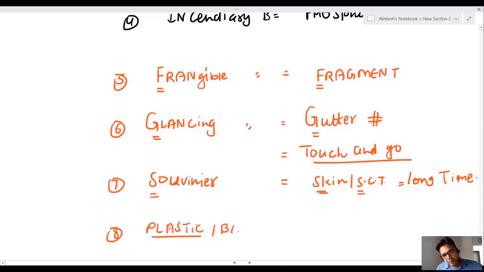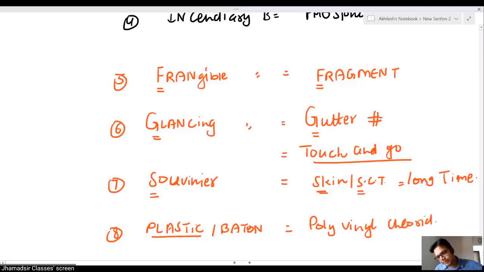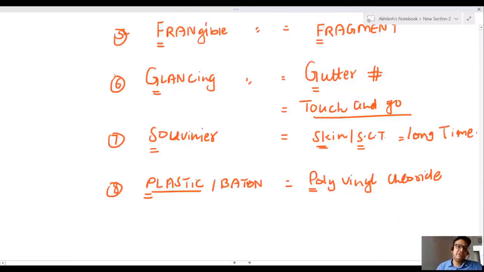Plastic or baton bullet. It is composed of polyvinyl chloride, PVC. Sir, you can see FFGG SSPP, polyvinyl chloride. This is known as plastic bullet or baton bullet.